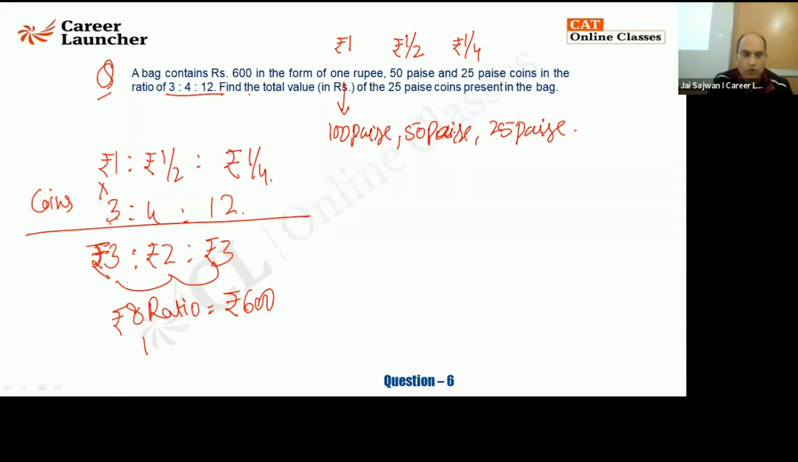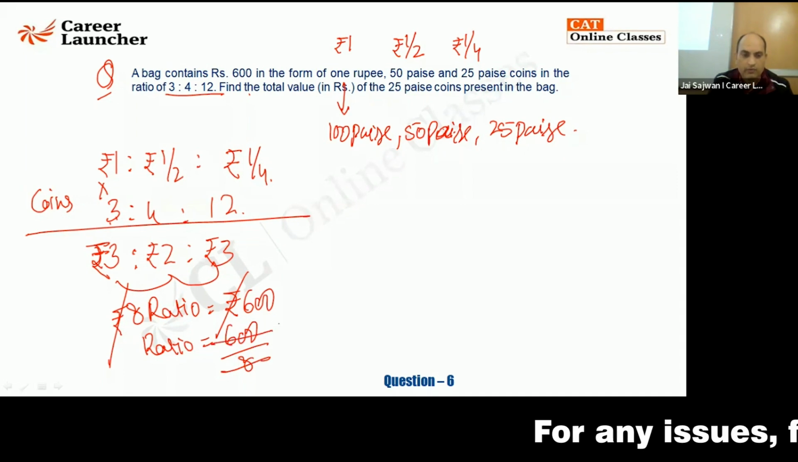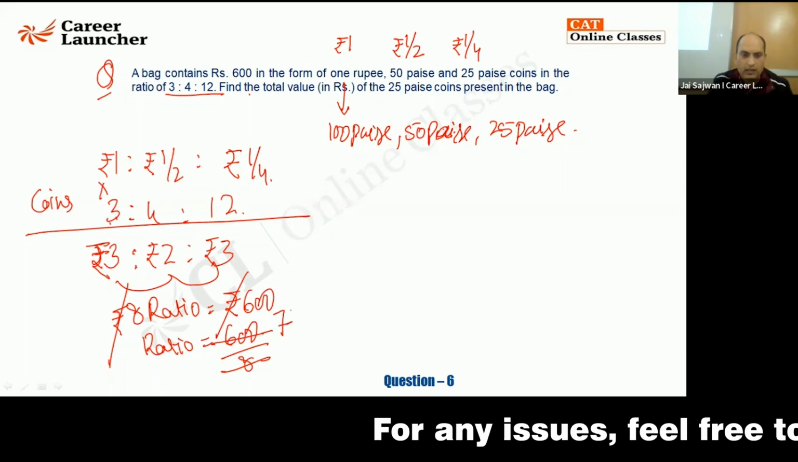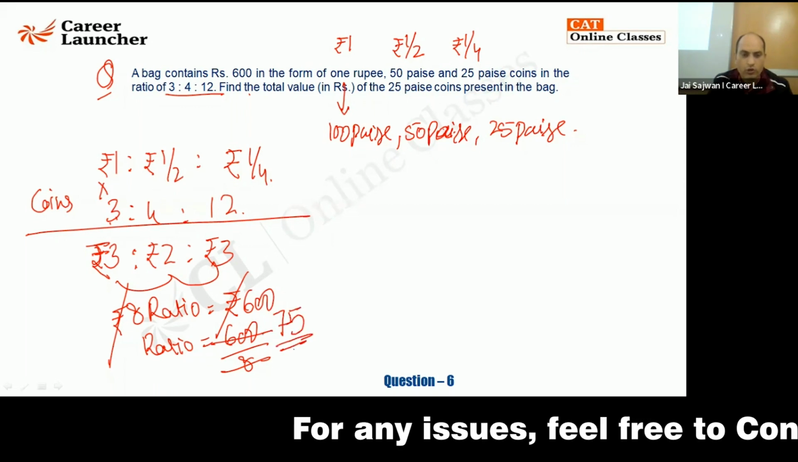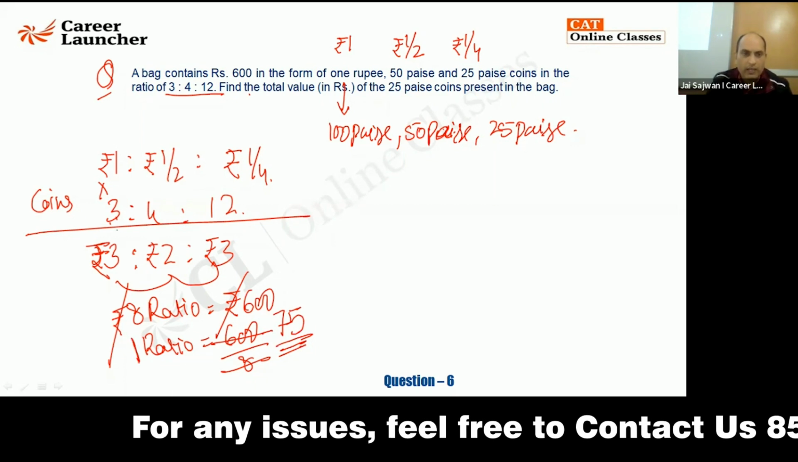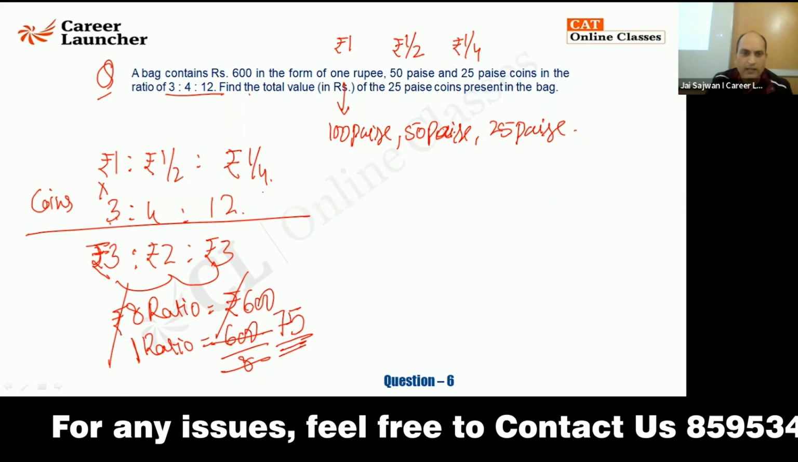So what is, rupee get cancel out. So one ratio will come out to be 600 by 8. Or I'll say this is 8 sevens are 56, 8 fives are 40. So one ratio is equal to 75. One ratio is 75. So how many 25 paise coins are there?